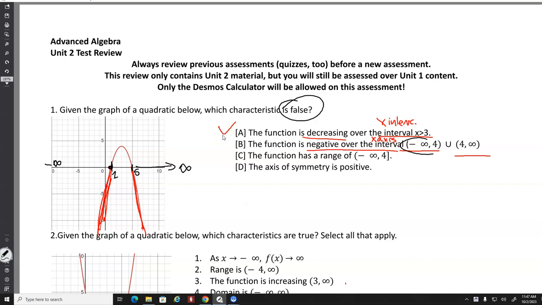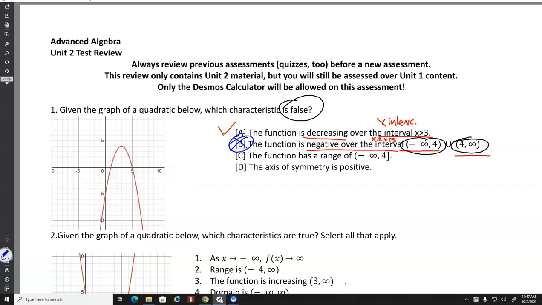So this statement right here is incorrect. Negative infinity to 4 could not be it, because that would mean we'd be including the part up to here, and this part is positive, above 0, above the x-axis. So that could not be a correct statement, which is our answer. That's a false statement.